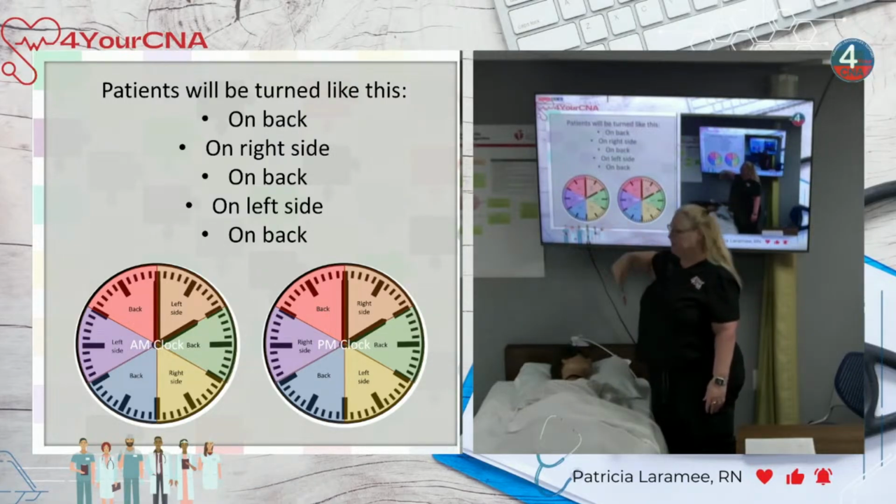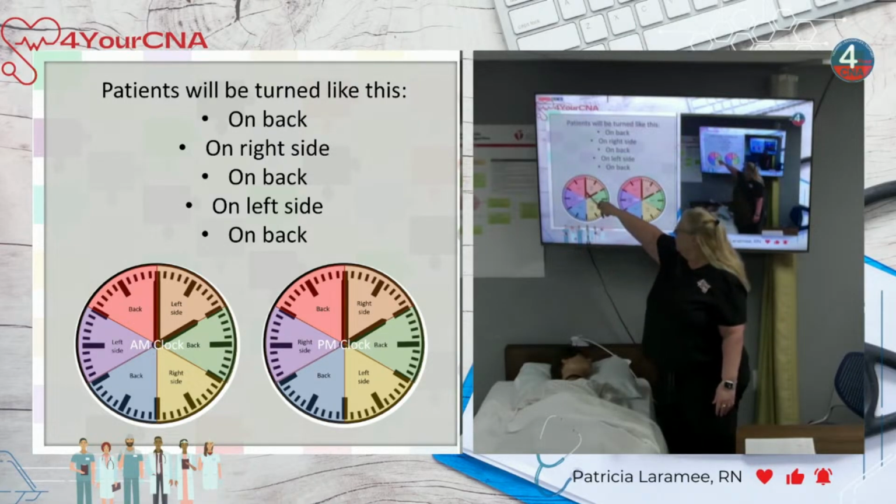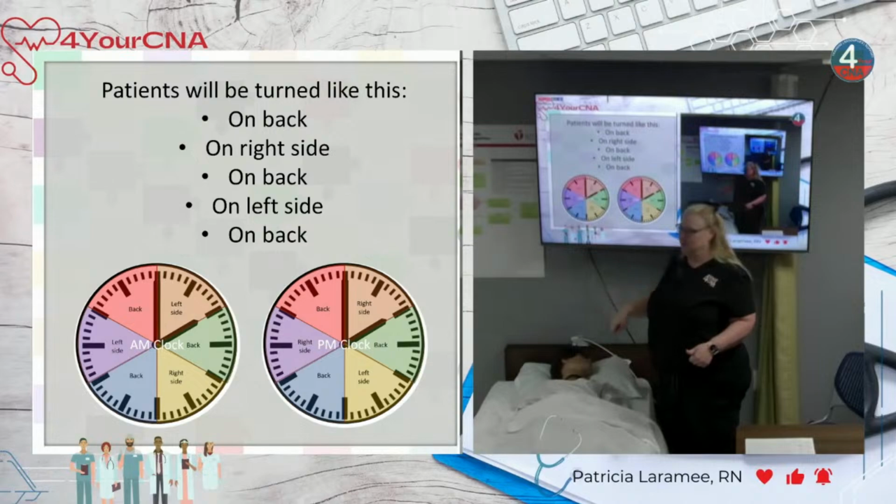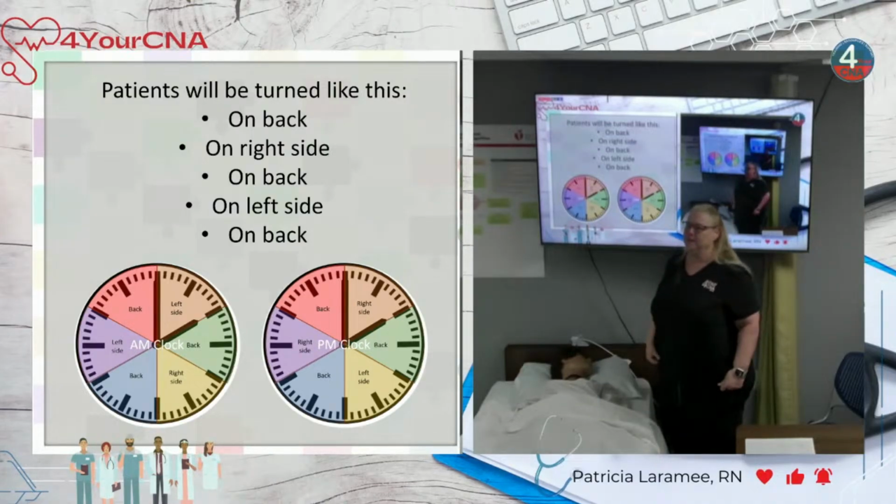So I walk in the patient's room. I look at the clock. Patient should be on their back. I look at the patient. She's on her back. I'm good. My CNAs are doing what they're supposed to do. This is a quick way for everybody to check to make sure the patient is being cared for properly. The reason I like these is because it helps the families keep us accountable.